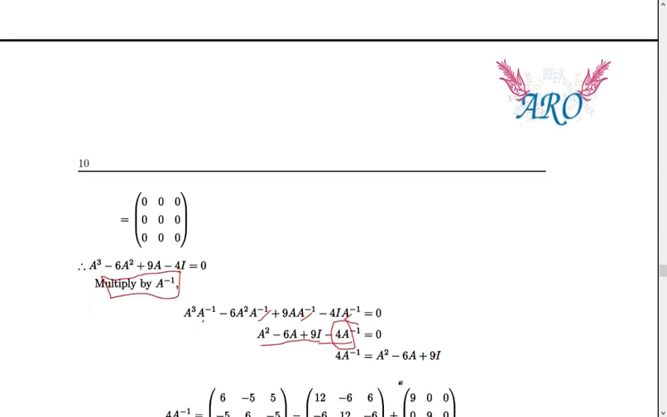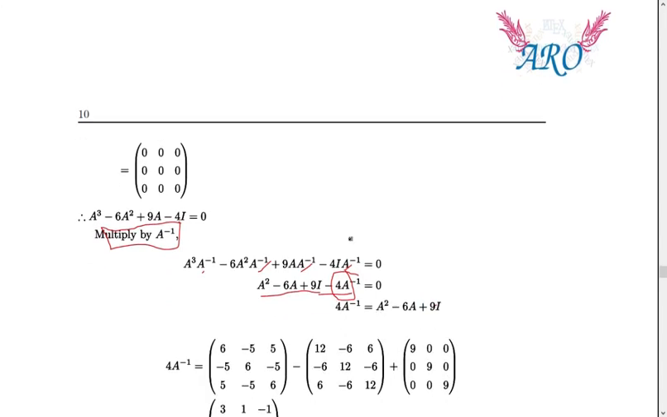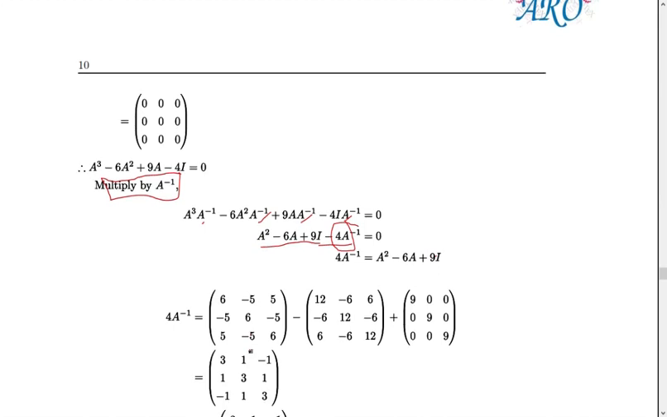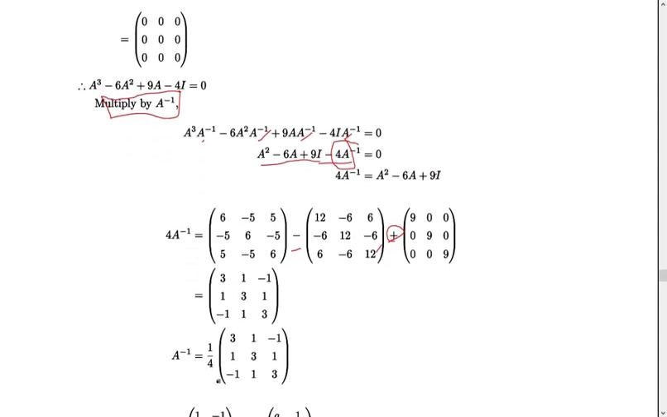We know the value of A squared, and also A and the identity matrix. So based upon that we perform the operations, minus and plus. The value is 4A inverse equals the matrix [3 1 -1; 1 3 1; -1 1 3]. So from this, A inverse equals 1 by 4 times this matrix.